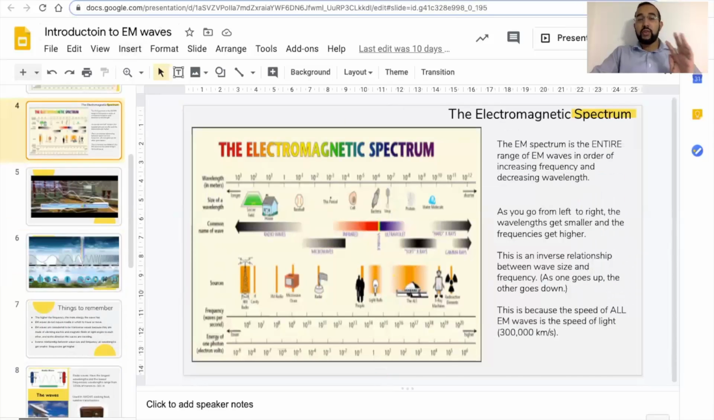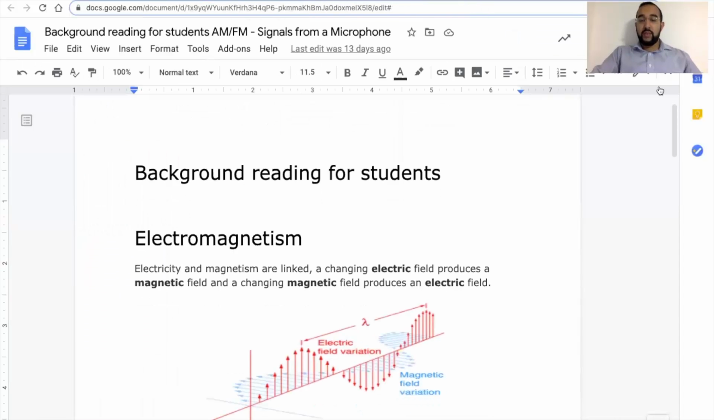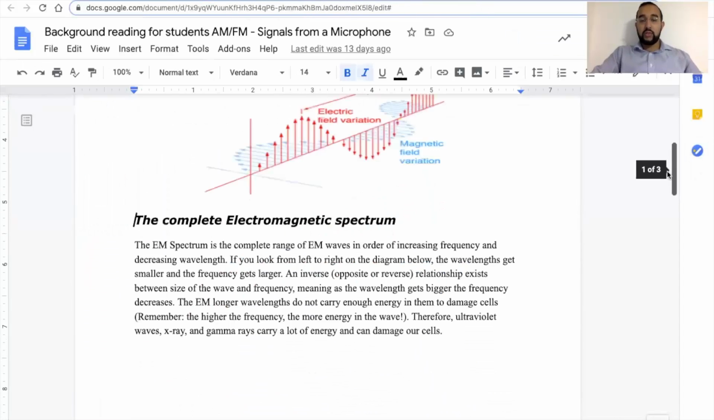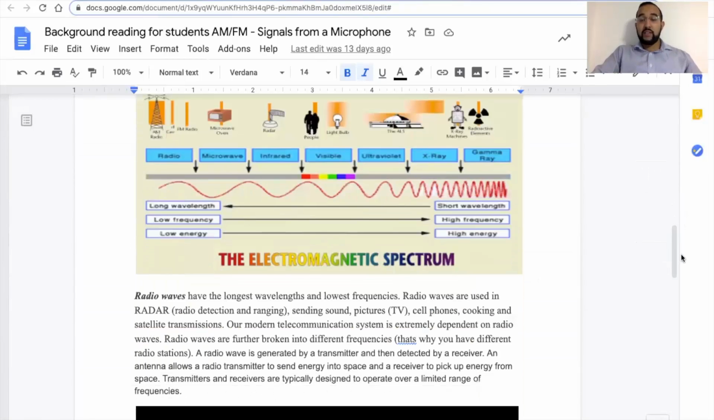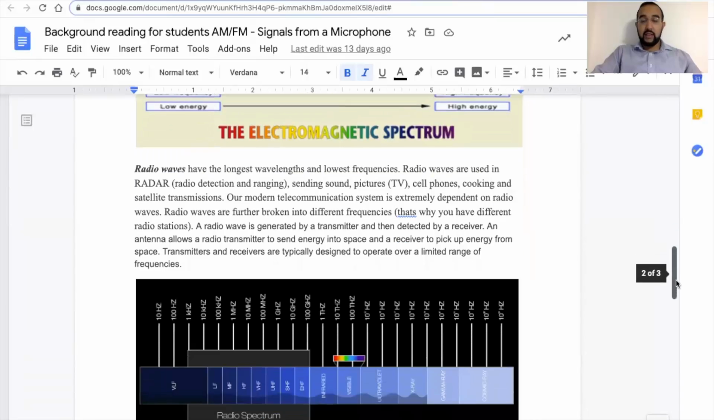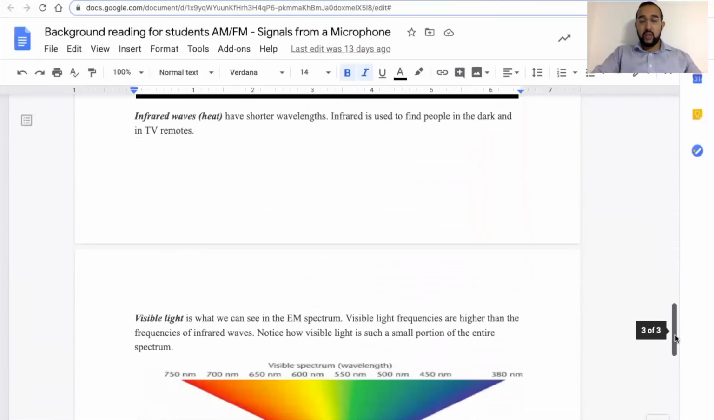After this, students have a sense of what electromagnetic waves are, where radio waves sit on the spectrum, and why they are relevant. You can introduce this background reading to the students so they have a foundational understanding of why this experiment is relevant, or why we are doing this experiment and how it affects my life.